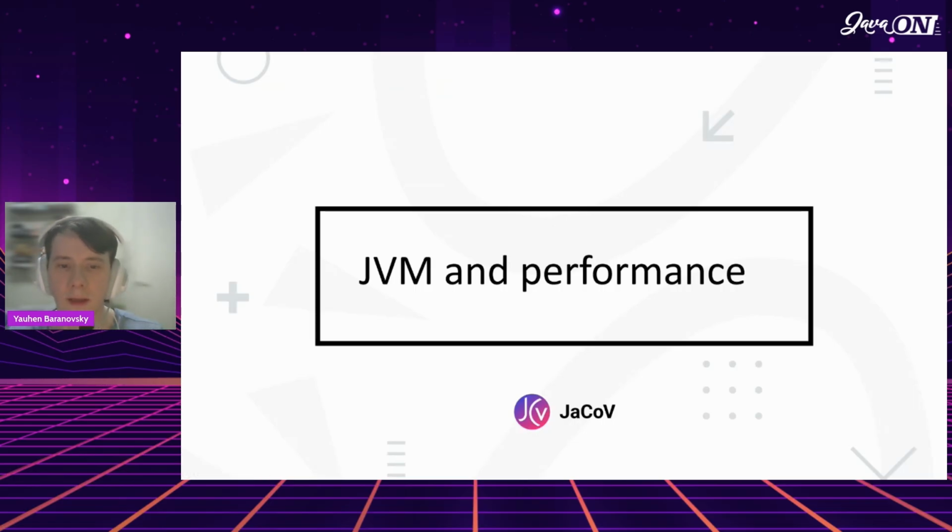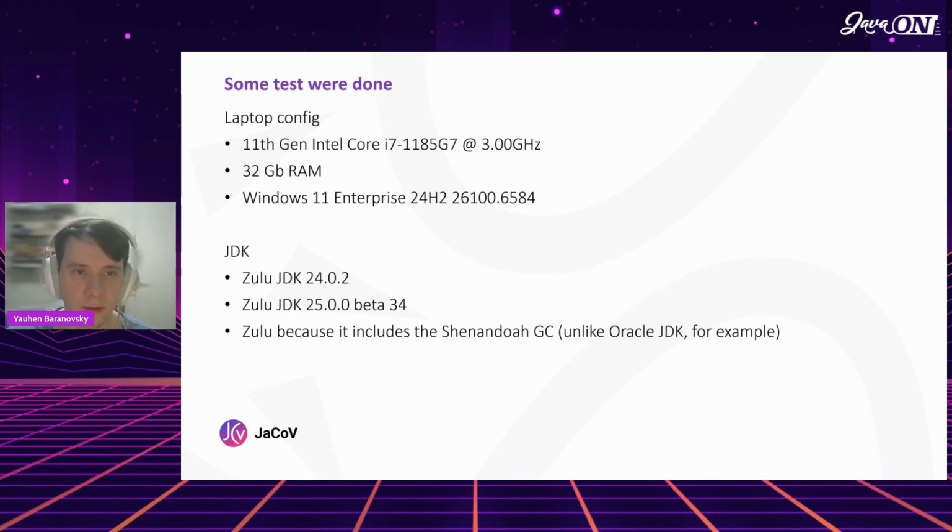Here we go. The next part is about JVM and performance changes. First of all, I'd like to mention that I tried to run some benchmarks. Here you can see my configuration, just in case you want to compare or run it yourself. As for the JDK distribution choice, I chose Zulu 24 and 25 because by default, more widespread distributions like Oracle JDK do not include all the garbage collector options. Here we would like to experiment with Shenandoah, and Zulu includes it out of box.